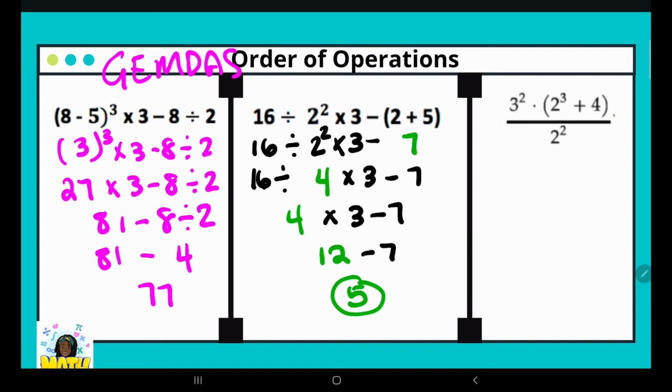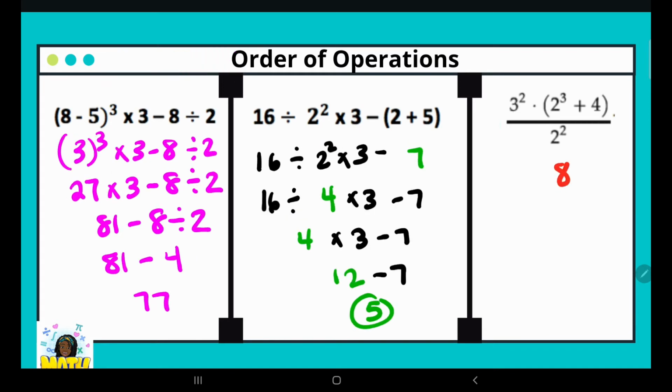So on top, we have exponents, but we also have a grouping symbol. So I'm going to go into the grouping symbol first. Now, when I go inside my grouping symbol, I see an exponent. So that means I'm going to need to evaluate the exponent before I can wrap up my grouping symbol. So 2 to the third power is 2 times 2 times 2, which is 8. And then I want to bring everything else down. So I'm going to keep that parentheses plus 4, and then times 3 squared all over 2 to the second power. Now I still have my grouping symbol, so I want to finish that up.